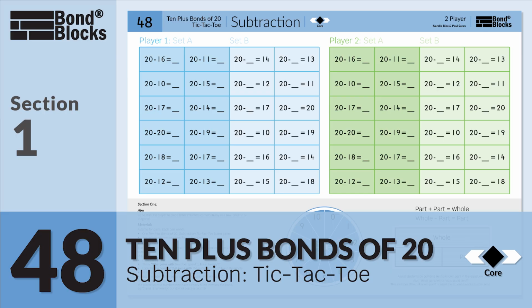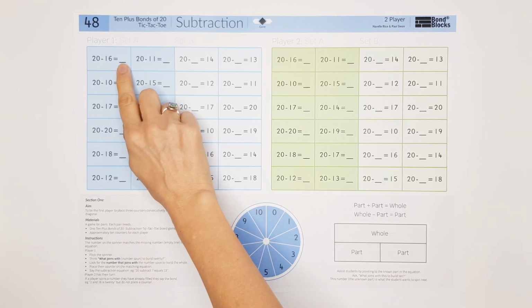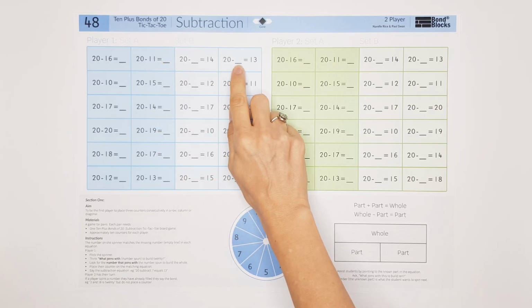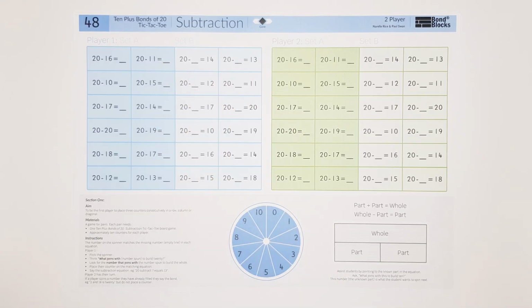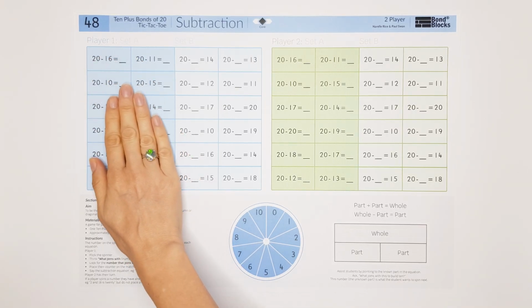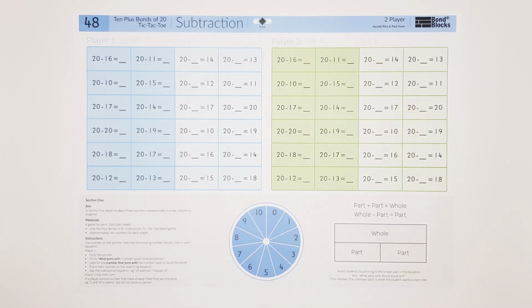Welcome to Activity 48. In this activity, we will be developing fluency with two part bonds of 20 to find a missing part in subtraction equations. When we look at the board, you'll notice player 1 has a darker shade of blue set A and a lighter shade set B. This is the same for player 2.